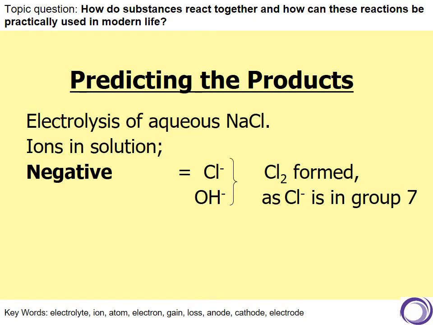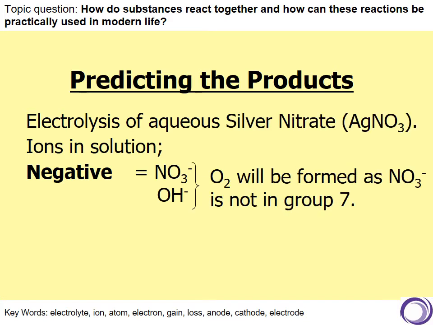So if we predict the products, if we have the electrolysis of sodium chloride ions in solution, the negative ions would be chloride and hydroxide. If we compare these two, chloride is in group 7, so chlorine will be formed. In this second example, the negative ions would be nitrate from the silver nitrate and hydroxide from the water. Nitrate is not found in group 7, so oxygen would be produced in this case.